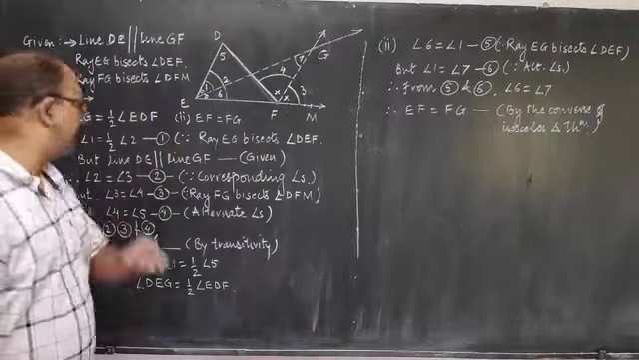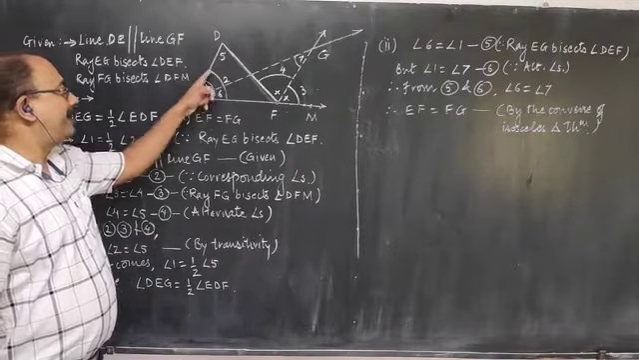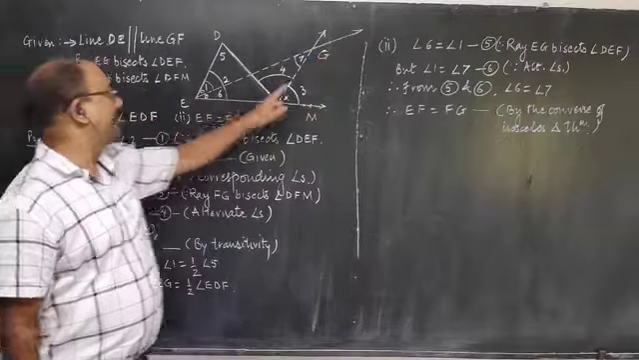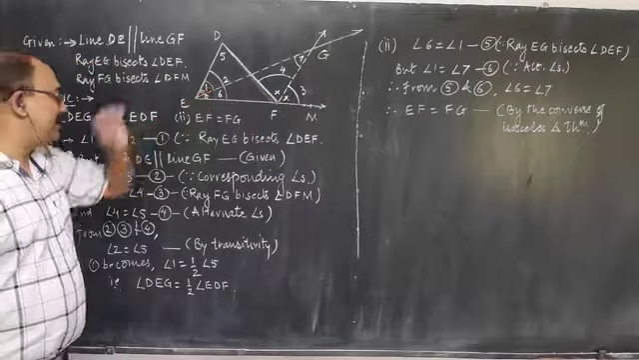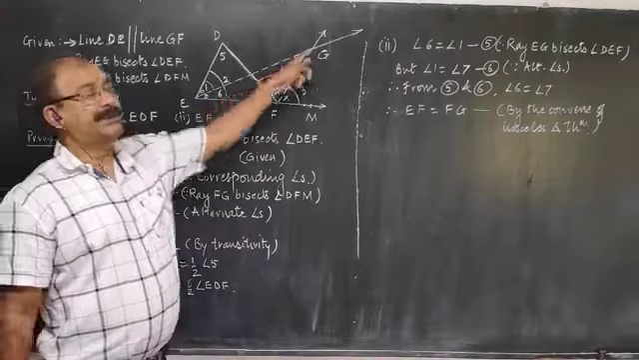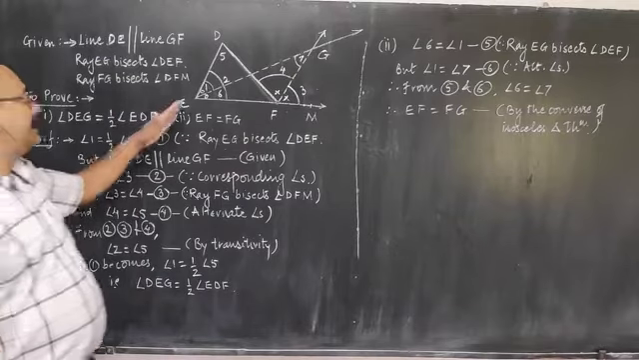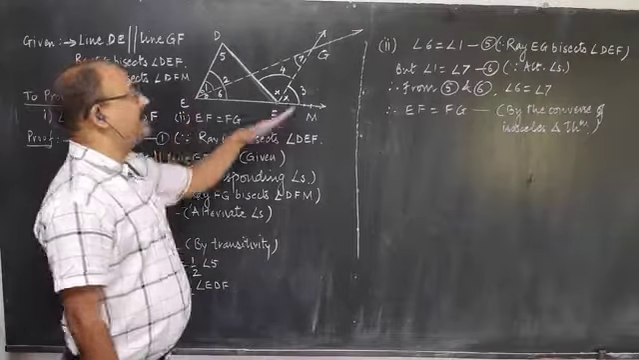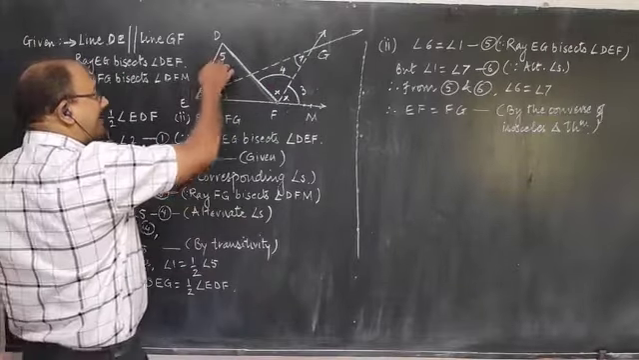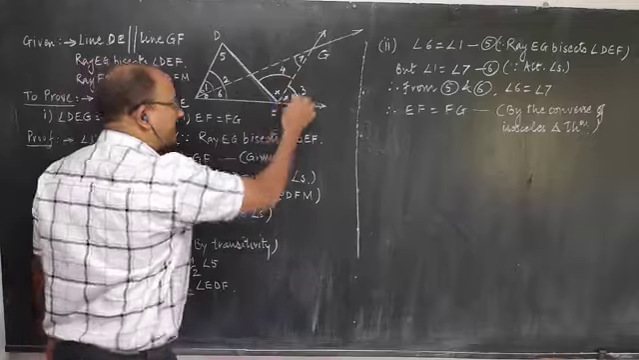Let us start. Here I have written angle 1 is half of this angle. Why? Because this is the angle bisected. So angle 1 is half of angle 2. Ray EG bisects the angle. Correct. Now, line DE is parallel to GF, that is given. So angle 2 will be congruent to angle 3 because these are corresponding angles.